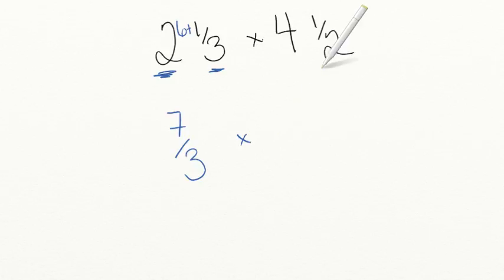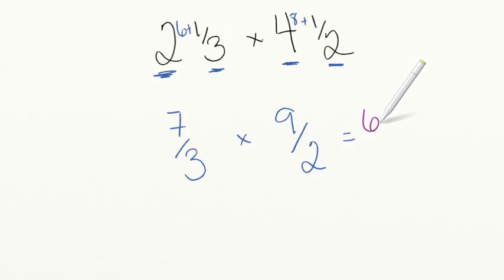Let's try it again. Step 1, multiply your whole number by your denominator. 4 times 2 equals 8. Step 2, add that to your numerator. 8 plus 1 equals 9. So 4 1/2 is equivalent to 9 halves. So now we have to multiply across. 7 times 9 equals 63, and 3 times 2 equals 6.